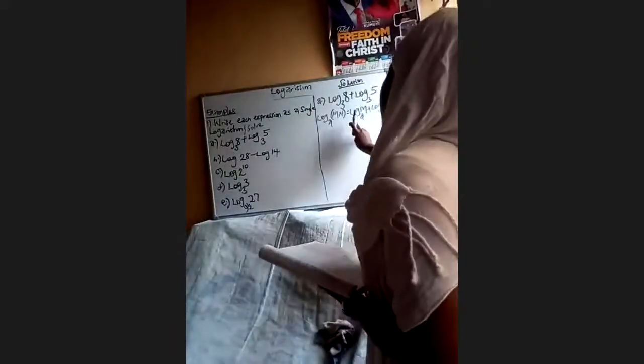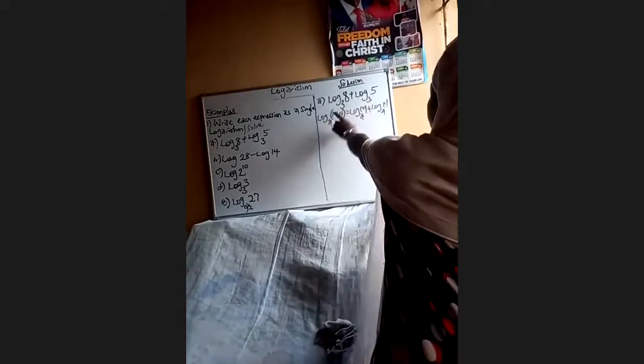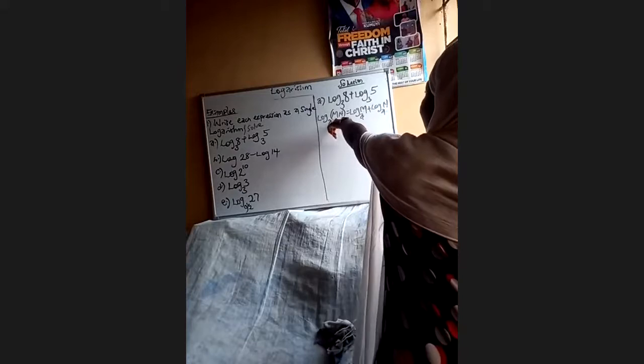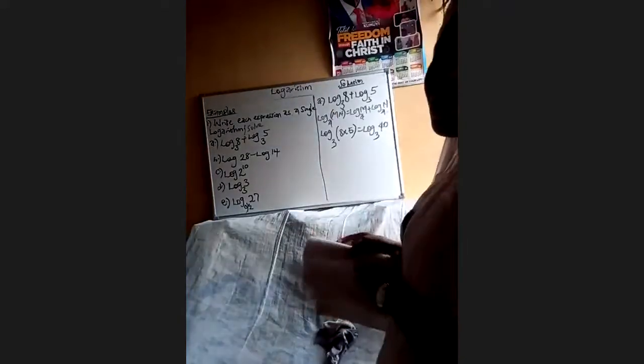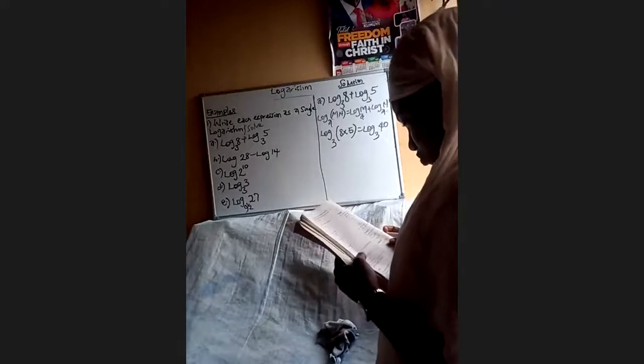So now we are asked to solve this, right? Write each expression as a single logarithm or solve. So we are to apply this rule to this. Knowing that to write this as a single logarithm, we have to apply what? The product rule, that is, you have to multiply. So we have it as logarithm of 40 base 3. Do you understand? Yes, ma'am.